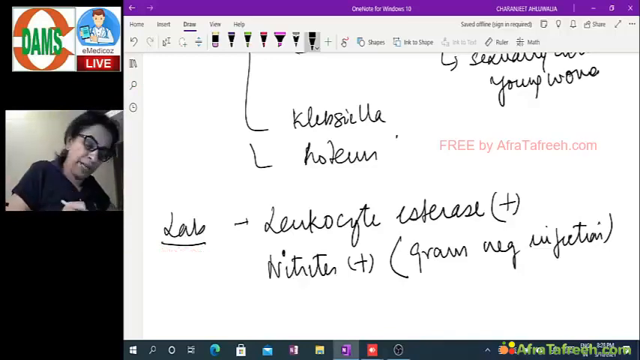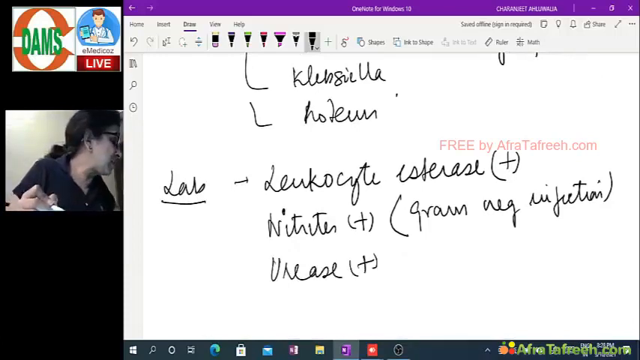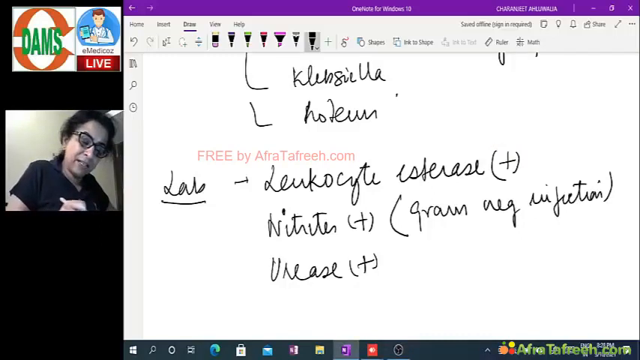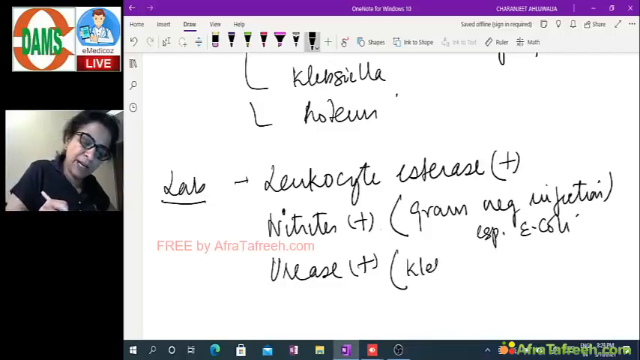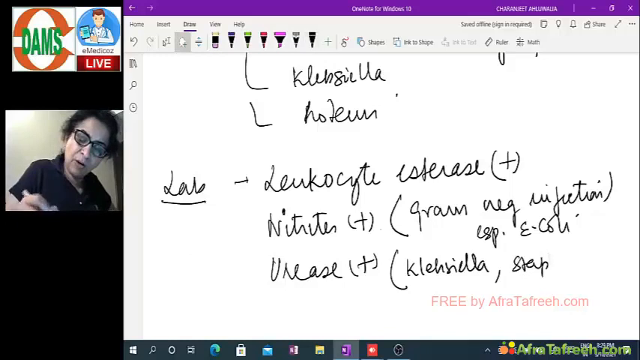And third, urease positive. Urine will be positive for the enzyme urease. Urease positivity suggests Proteus and Klebsiella infection. Nitrites indicate gram-negative infection, especially E. coli, and urease positive indicates Klebsiella. So if urine tests urease positive by dipstick, it can be due to Klebsiella, staph or Proteus.